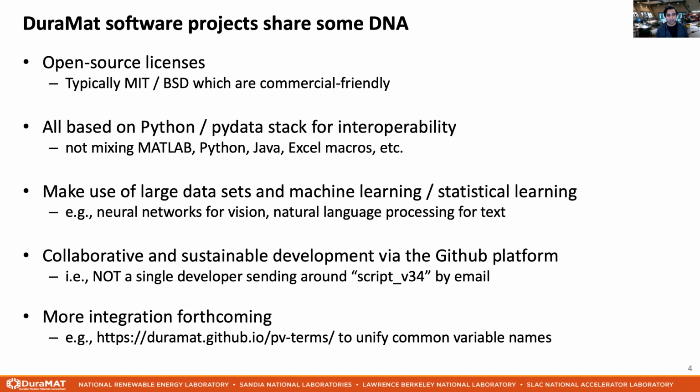The packages, many of them make use of large data sets and are starting to incorporate machine learning and statistical learning in their approach. And then we're also doing collaborative and sustainable development through GitHub. So all the packages are using GitHub as the way to expose the code as well as to collaborate with one another. And we're actually working on more ways to integrate some of these codes with one another. So for example, we started a repo called PV Terms. And this is actually a way to try to unify different variable names between these different packages. So one doesn't call it maximum irradiance, another one calls it irradiance max or something, to just make things even a bit smoother to use.